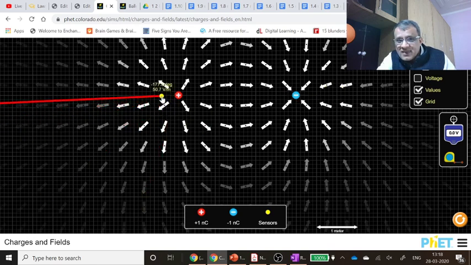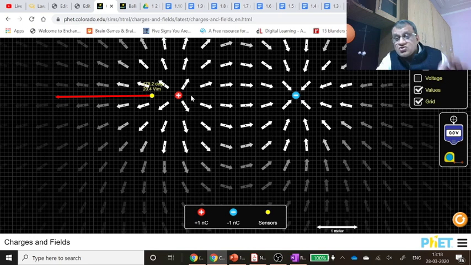Likewise here, the field will always be towards the right, because due to this positive it is away, and due to the negative it is towards right. So you will get the answer by subtracting. But because the positive charge is nearer, this will dominate and the field will always be out, always be to the left.